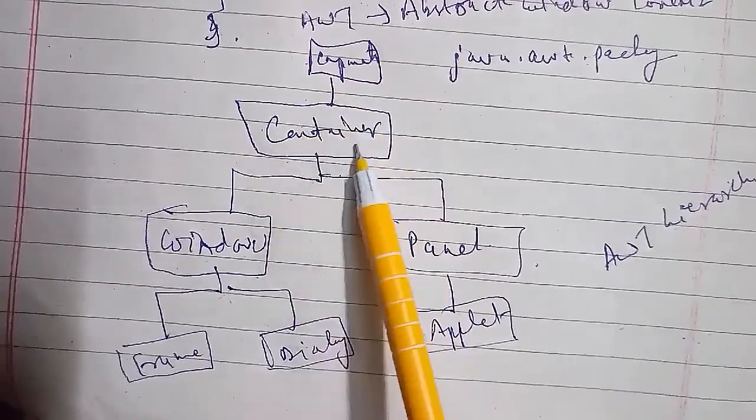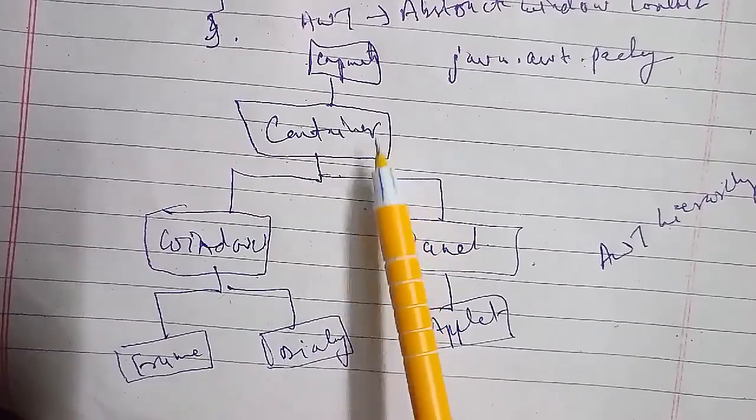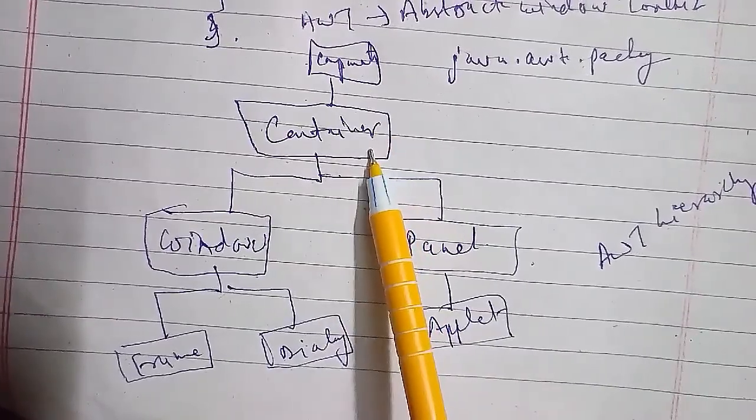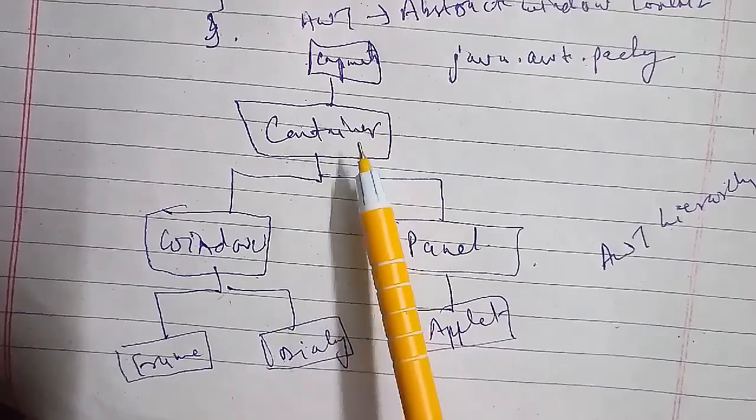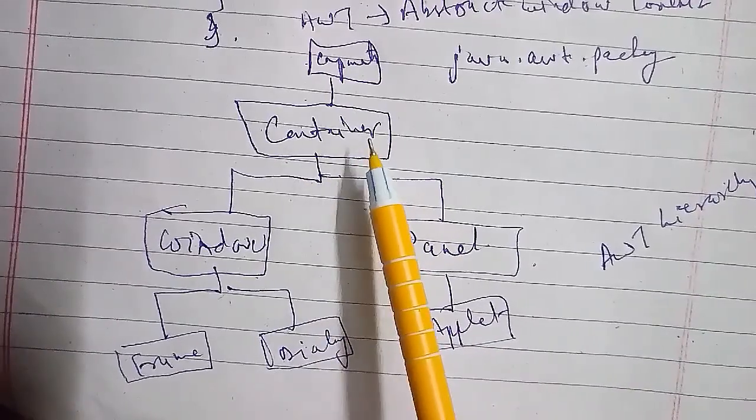Now talking about frames: a frame is a top level window with a border and a menu bar, and it supports the common window events such as window open, close, activate and deactivate as well.